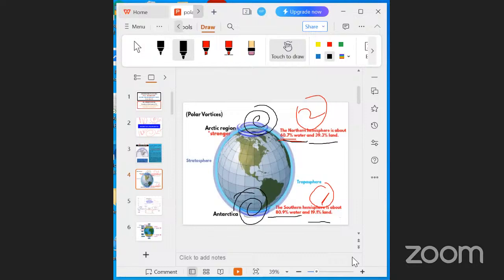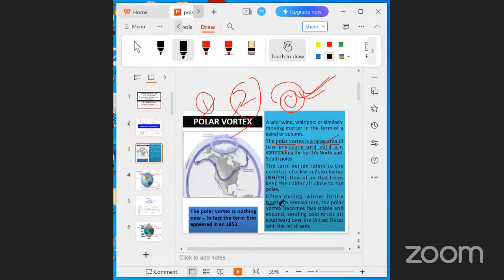This kind of very fast wind movement happens at the poles, specifically in the stratospheric belt, that is the upper atmosphere. Now you see, often during winter in the Northern Hemisphere, remember it is winter, the sun's movement is southward.